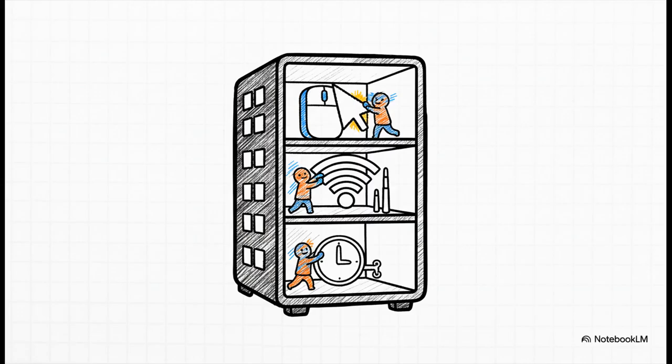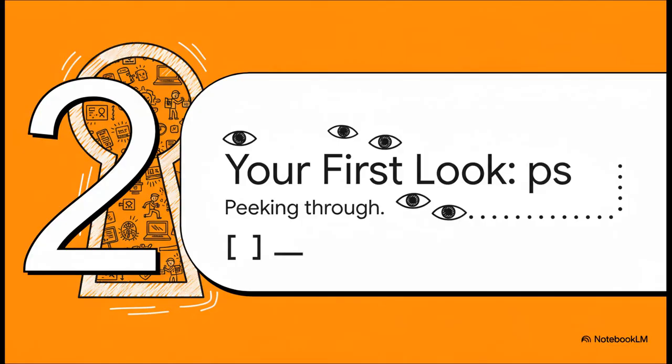You've got one that's just in charge of your mouse pointer. You've got another one that's keeping an eye on your Wi-Fi. Another one's job is just making sure the clock is right. So even when you think you're not doing anything, all these little workers are running around making sure everything is humming along smoothly. So how do we check in on all these tiny workers? Well, we start by just peeking through the keyhole. And we do that with our very first command, ps.